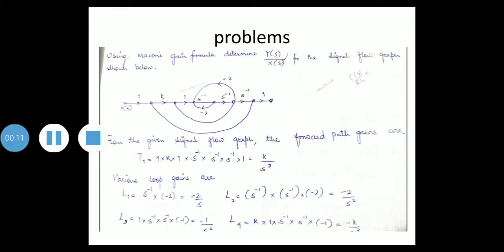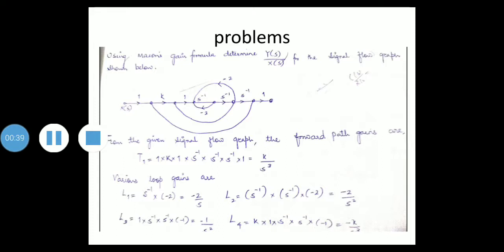The statement of the problem is: using Mason's gain formula, determine Y(s) by X(s) for the signal flow graph shown below. So this is a signal flow graph and we have to find Y(s) by X(s).